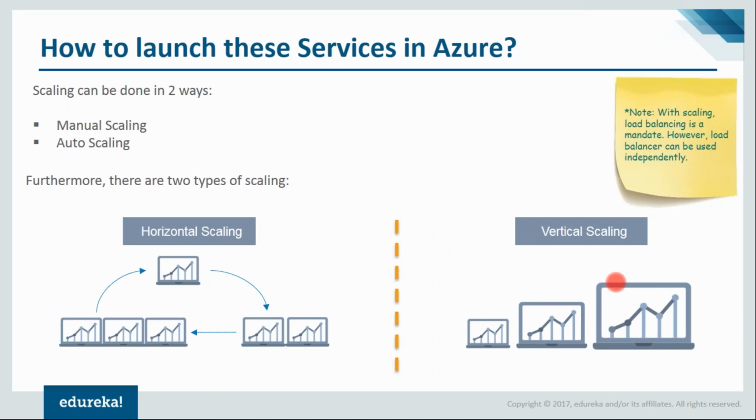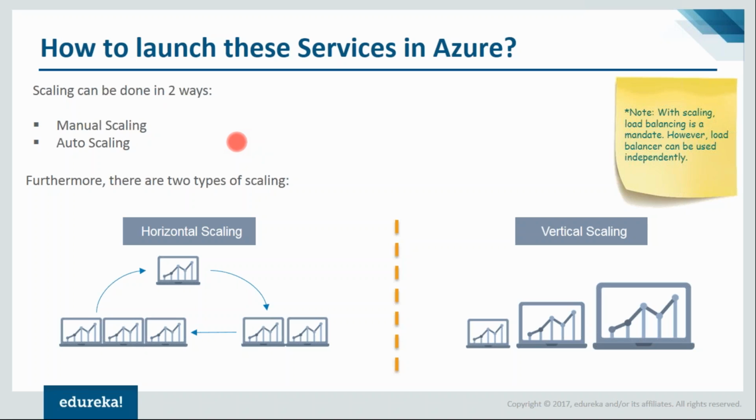So you are having only one machine, but you're increasing the configuration of your system, right? So these are the two types of scaling which exist in auto scaling. Also, the other way is manual scaling. You can manually scale up the number of instances or the configuration of your system, right? The way to do that is to manually go into the service, change the pricing tier, and you're set. This is how you manually scale. Auto scaling, I'm going to tell you in a few slides.